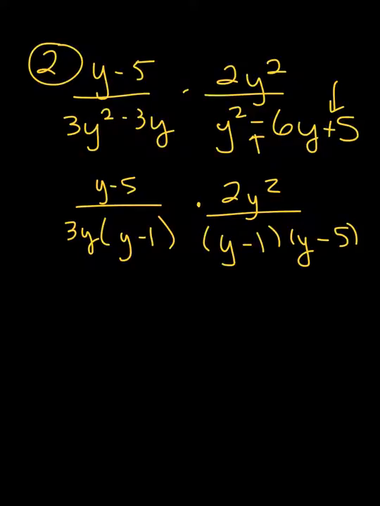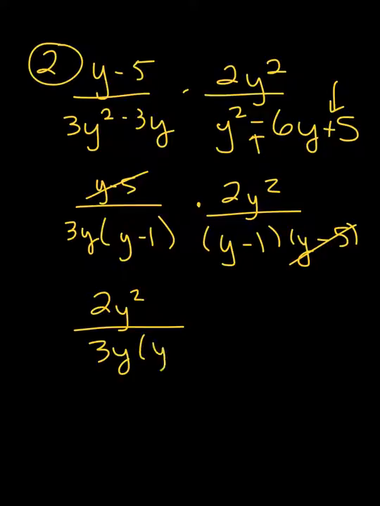Now that I have everything pulled apart, I want to see if there's anything I can simplify. Remember, with my binomials, they have to be exactly the same. So because I have y minus 5 as a numerator and y minus 5 as a denominator, I can simplify those. So my numerator is now 2y squared. My denominator, again, I'm always going to put my monomials in the front. So I have 3y. And then I have y minus 1. And because I have 2 of them, I'm going to square it.